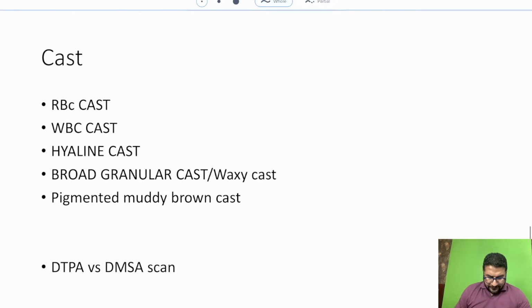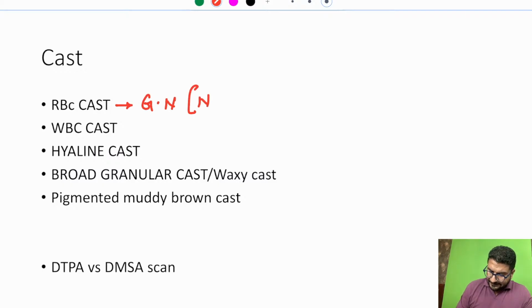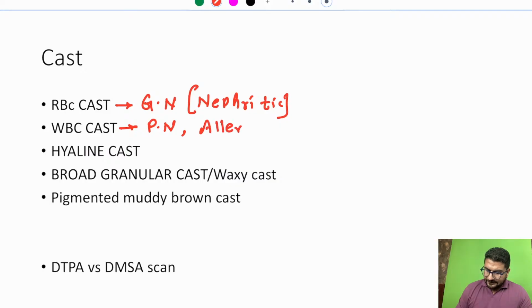They ask you questions on different types of casts. आपसे क्वेश्चन कास्ट से पूछते हैं. So we have RBC cast. RBC cast you will see in glomerulonephritis, especially in nephritic syndrome. WBC cast you will see in pyelonephritis. और कहीं पर मिलते हैं WBC cast? You will also see this in allergic interstitial nephritis. So here also you will see WBC cast.